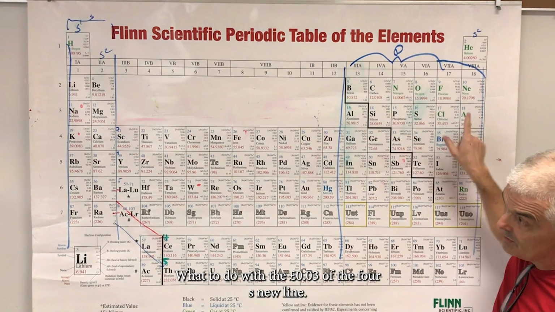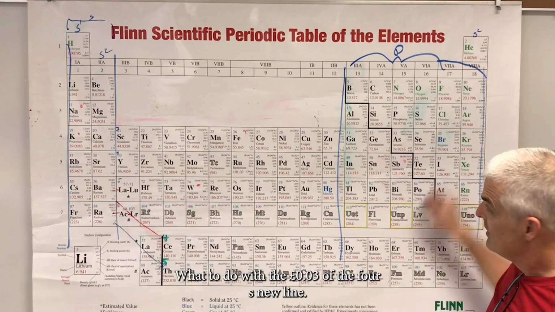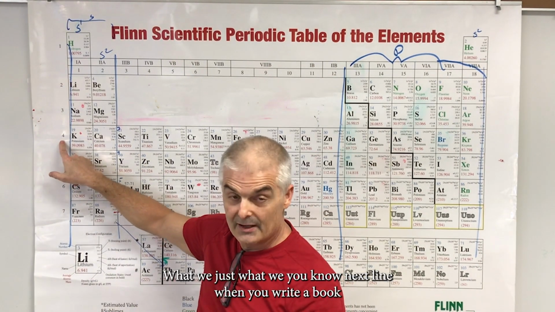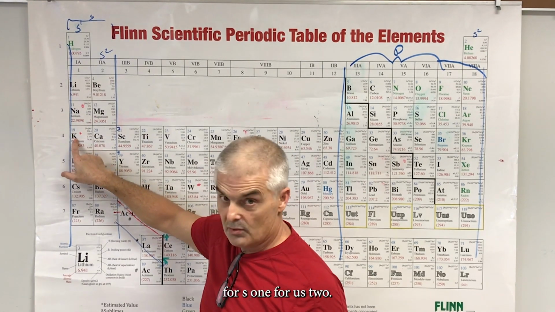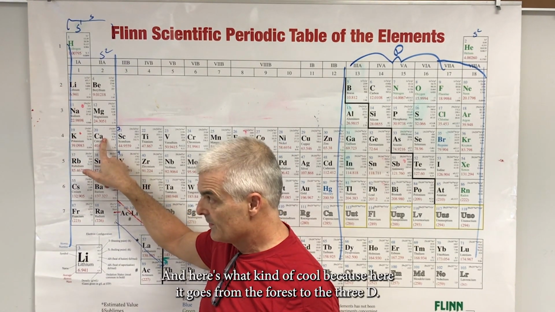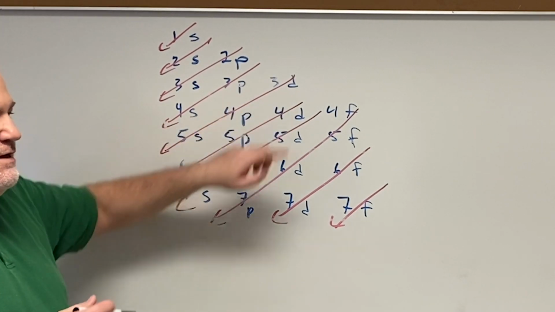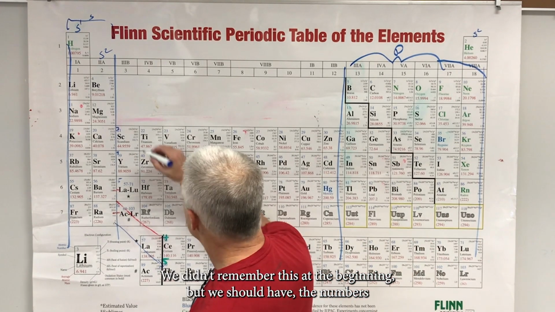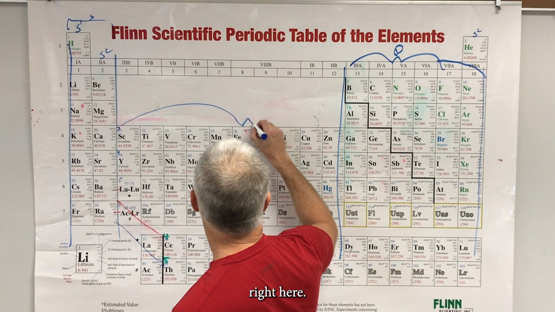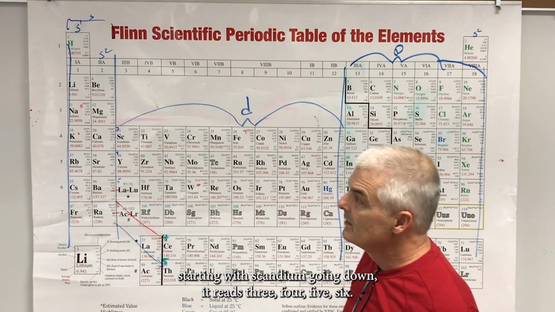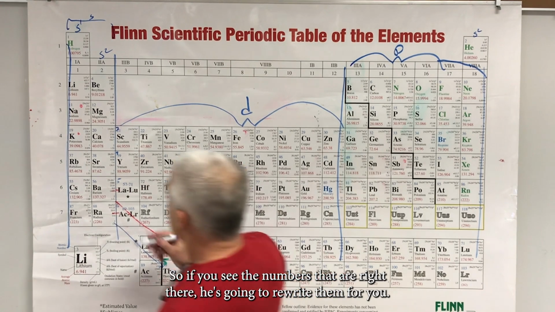Next level, what do we do? It goes from the 3p to the 4s. New line, right? Next line, as when you're writing a book. 4s1, 4s2. And here's where it's kind of cool, because here it goes from the 4s to the 3d. We didn't number this at the beginning, but we should have. The numbers right here, starting with scandium going down, read 3, 4, 5, 6. So if you see the numbers right there, he's going to rewrite them for you.